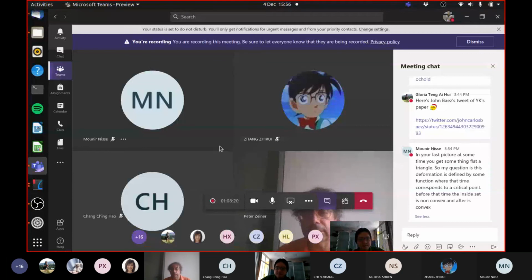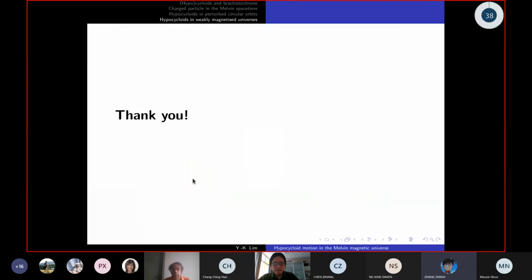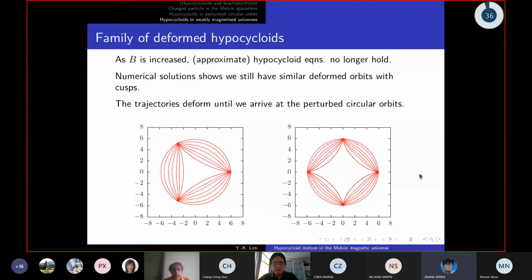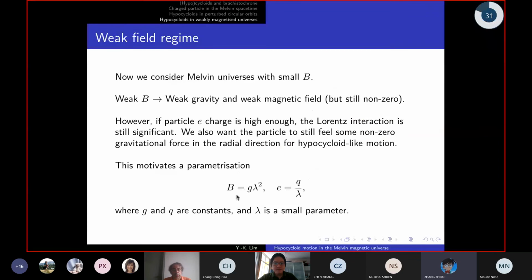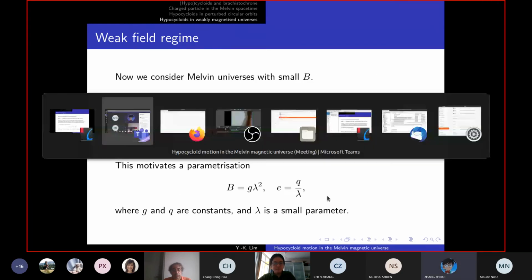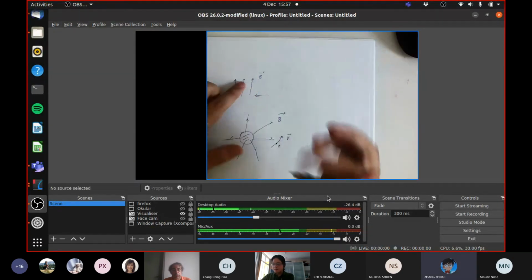Are there further questions? Yes, sir. In the last part you said that there was a weak magnetic field. So can we know its direction? It's still in the Z direction. Correct, vertical.